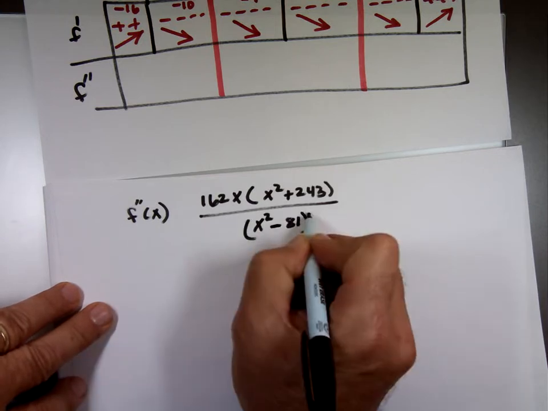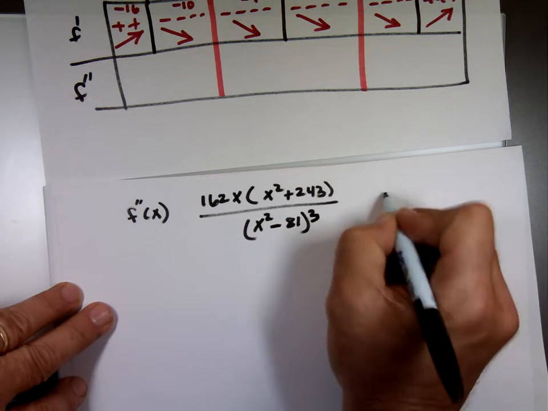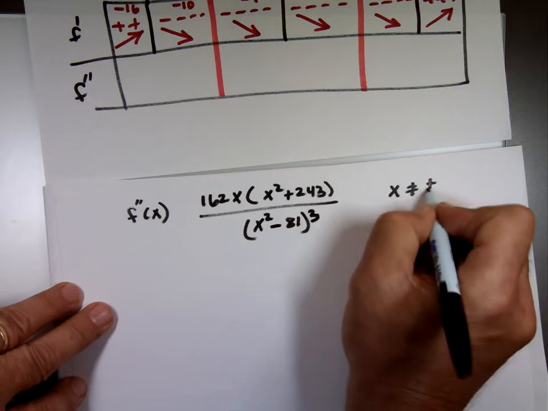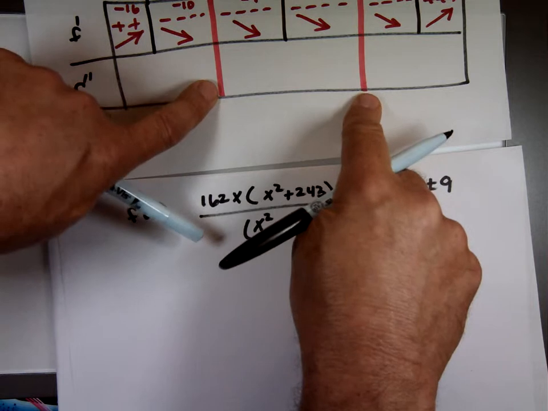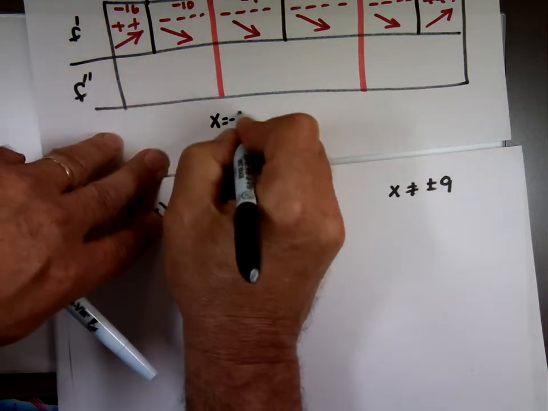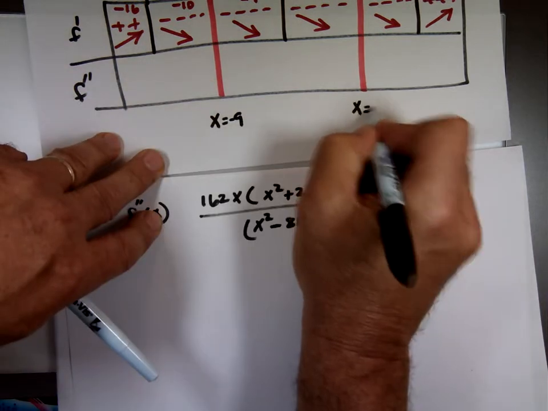Three, yeah. We know it does not equal plus or minus 9. I already know that, I put them in. X equals negative 9 is the vertical asymptote. X equals negative 9, vertical asymptote. We did that early.